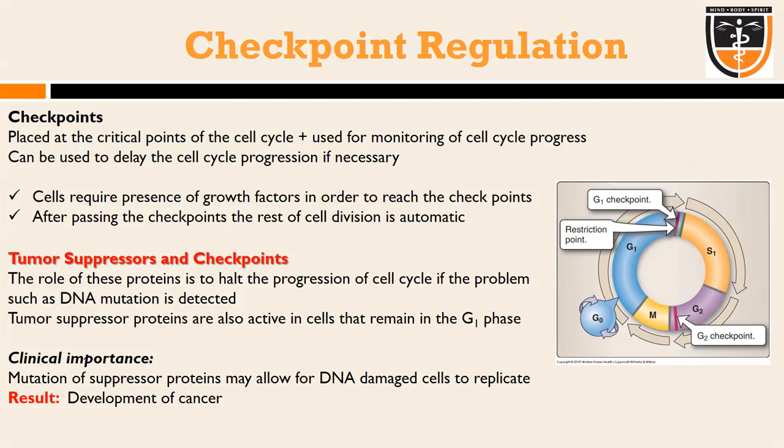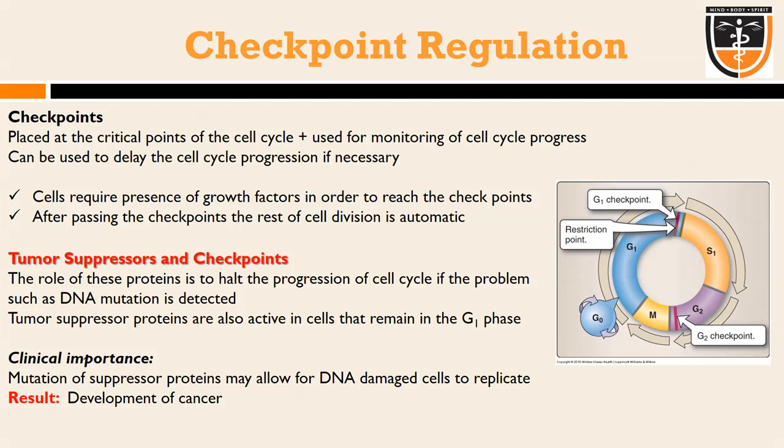So cells require the presence of growth factors in order to reach checkpoints. What does that mean? You need to stimulate cells from outside to change and grow and go to the checkpoint. After they pass the checkpoint, everything else is automatic. They do not need to be stimulated anymore to divide. They will just go through the cycle. So you have to be supported all the way to the checkpoint. Like when they're drunk, they're carried all the way to the checkpoint. Cops look at them and say, "You're fine." Then they drive away, no problem. So that's the idea. After passing checkpoints, the rest of the cell division is automatic.